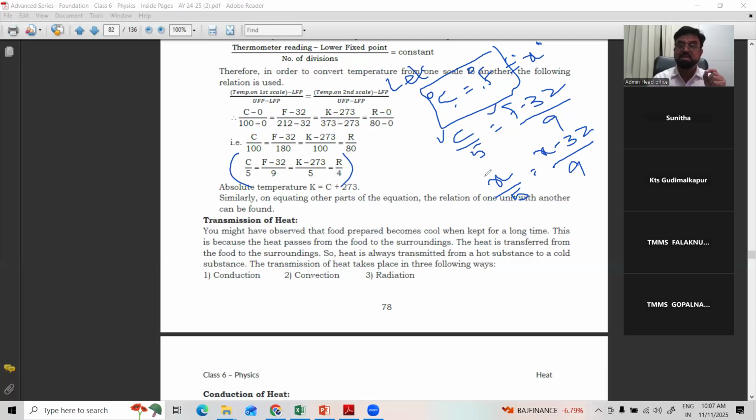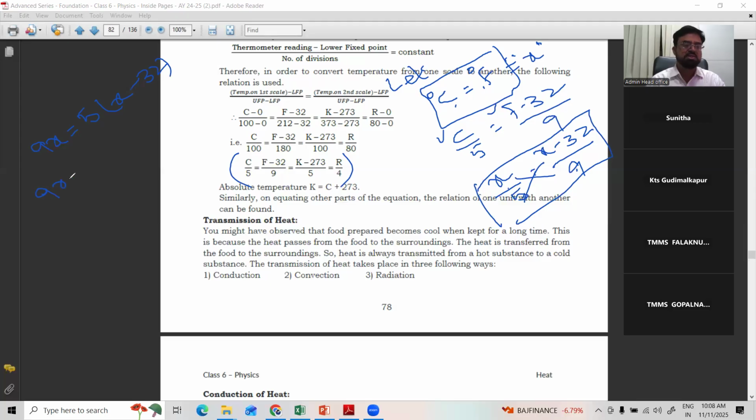Why have we taken X? Because what is the question? At what temperature will the Celsius and Fahrenheit meet or be the same? Right? This we got. Now go for cross multiplication. 9 into X, 9X is equal to 5 into this. What will we get? 5 into X minus 32.